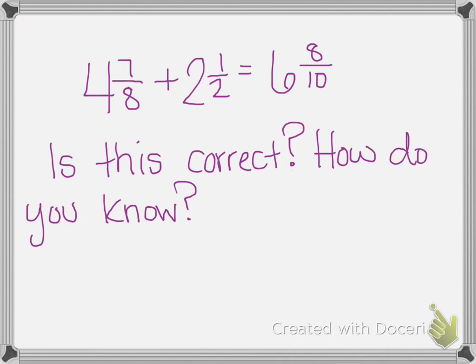Number 3 says Francis solved the problem 4 7/8 plus 2 1/2, and he got 6 8/10 as the sum. Is Francis correct? How do you know? Looking at it, I automatically know Francis is not correct, because he did 4 plus 2 equals 6, 7 plus 1 equals 8, 8 plus 2 equals 10. So right there, I know that he added the denominators, which we shouldn't do, so Francis is incorrect.